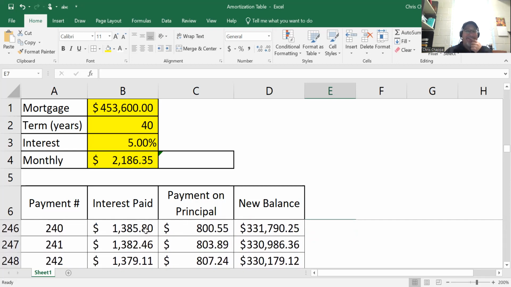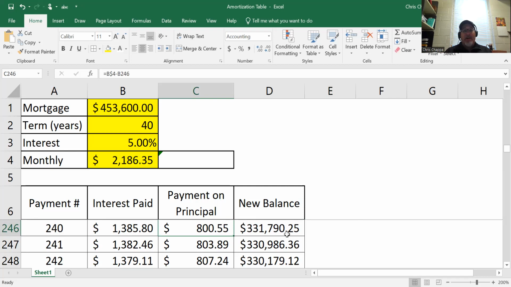Notice that our interest is still kind of high, but it's not nearly as high as it used to be. Our interest is down to $1,385.80 as opposed to $1,800 plus, making our payment on principal noticeably larger. But even halfway through, more than half the money is going towards interest.